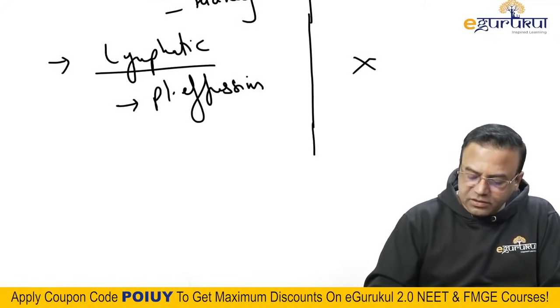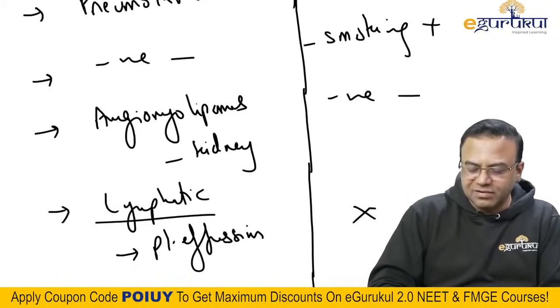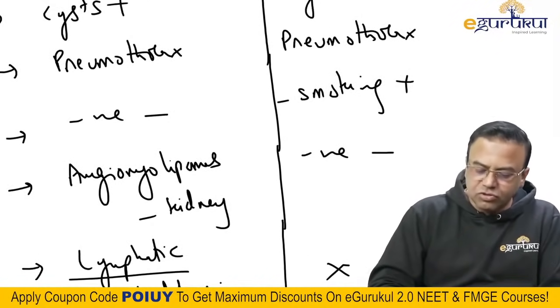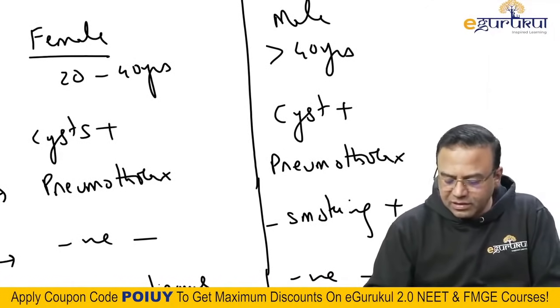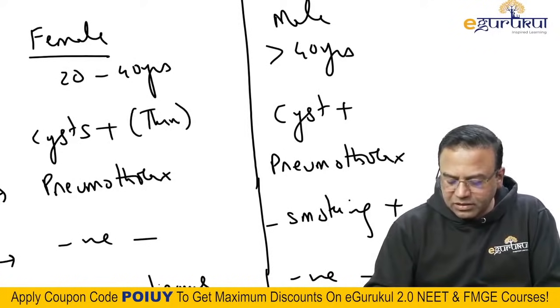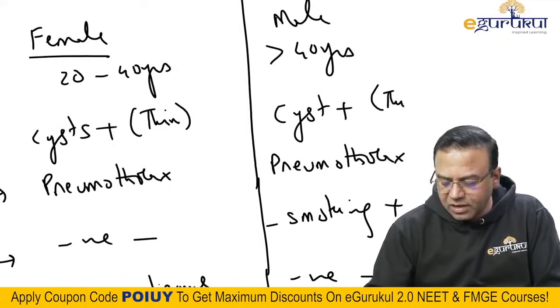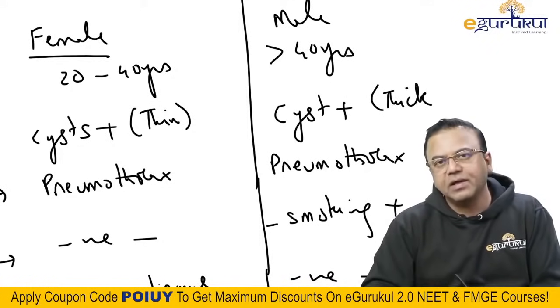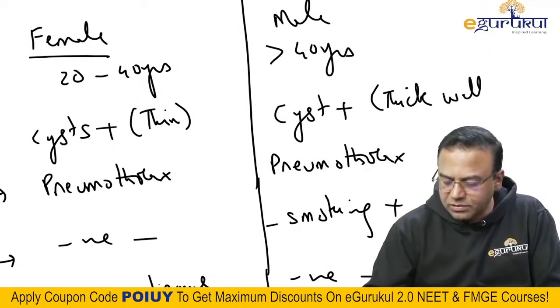Another important thing: if they give you just an image, not giving any history, then the cysts also will be helpful. Generally, lymphangioleiomyomatosis has thin-walled cysts, whereas these are thick-walled cysts. Okay, pulmonary Langerhans cell histiocytosis has thick-walled cysts.